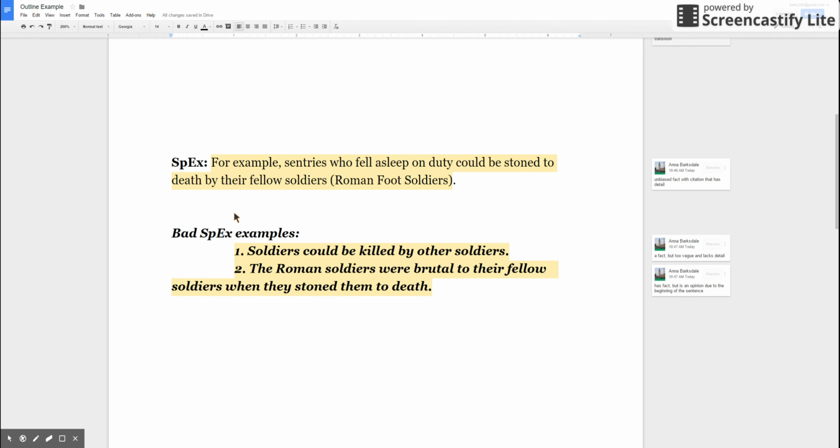So in this case, I have chosen a fact that I believe proves that the military showed order and discipline. My specs example, for example, sentries who fell asleep on duty could be stoned to death by their fellow soldiers. You're going to notice the period does not go at the end of the soldiers. It goes at the end of where you see the parentheses.